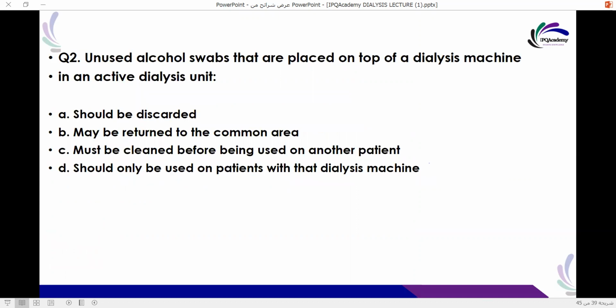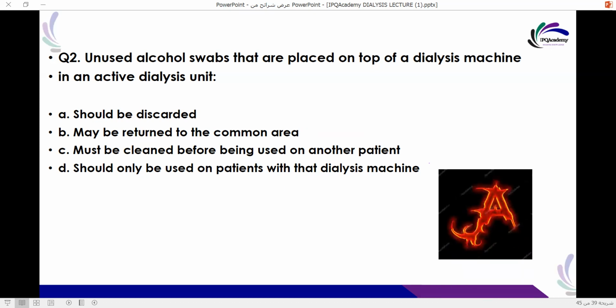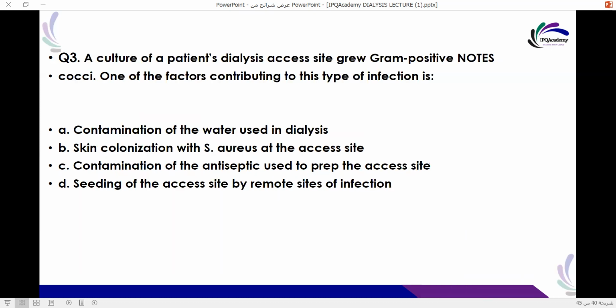Second question, unused alcohol swabs that are placed on top of the dialysis machine in an active dialysis unit. Let's see, alcohol swabs are considered a single-use item. So once this single-use item goes to the patient care area, it must be discarded, not should, must be discarded. Maybe return to the common area, option B? No. Must be cleaned? No. Should only be used on the patient with that dialysis machine? No. Should be discarded. So the answer is A.